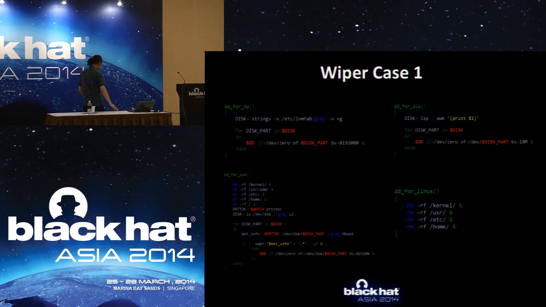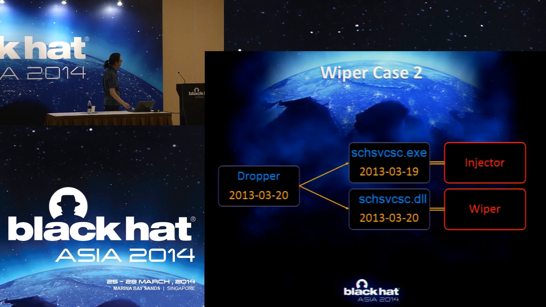Here are the other operating system wipers, 4 different kinds. Except the last one, for general Linux, they just delete all the important directories on your system. The other 3 are trying to write zeros on your MBR. So it just destroys your hard drive. And we found this is not the only case. Here is another one.